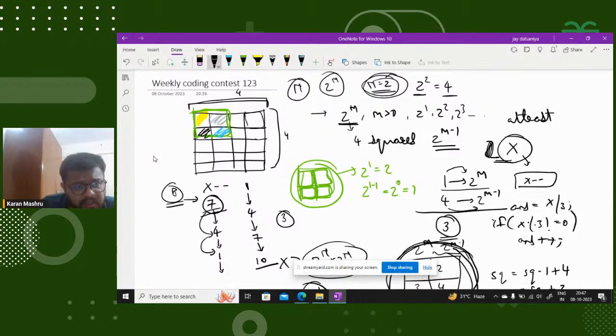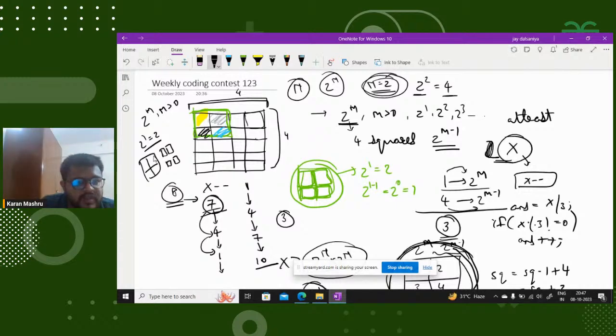So the maximum number of squares possible is how much? See, you keep dividing the squares into 4 parts. Ultimately, you can only divide a square of side length 2 power m where m is greater than 0. So the smallest square which you can divide is 2 power 1, which has side length 2. Suppose you have a square of side length 2, you divide it into 4 parts, so you get 4 squares of side length 1.